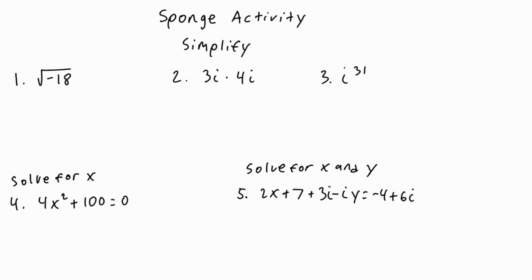On number 4, I want you to solve for x in the equation 4x squared plus 100 equals 0. And on number 5, I want you to solve for x and y in the equation 2x plus 7 plus 3i minus iy equals negative 4 plus 6i.